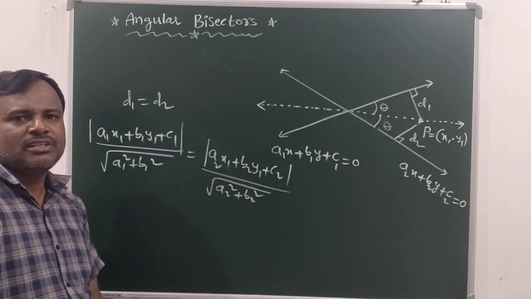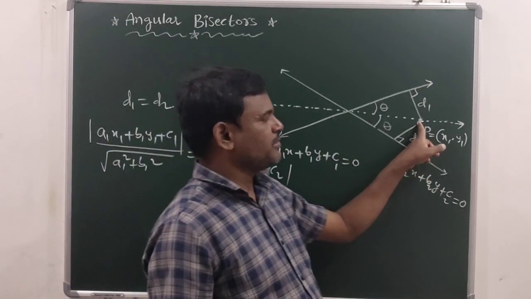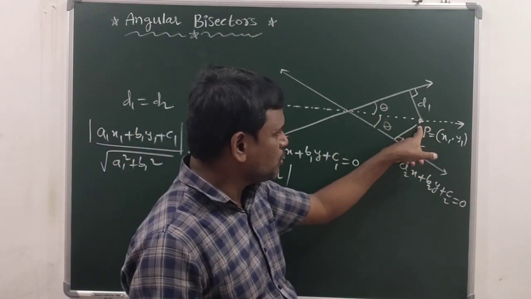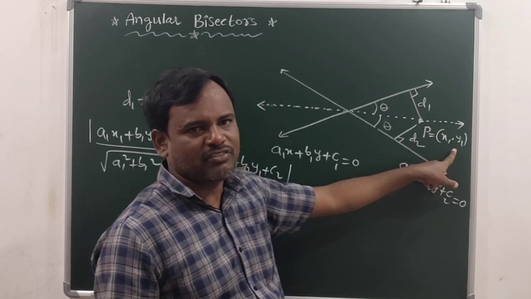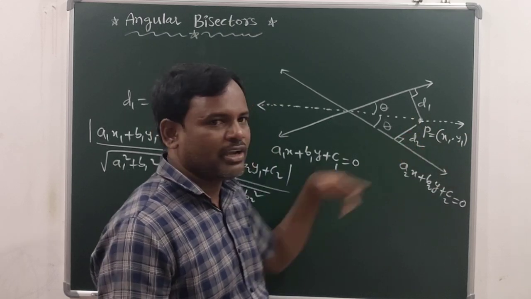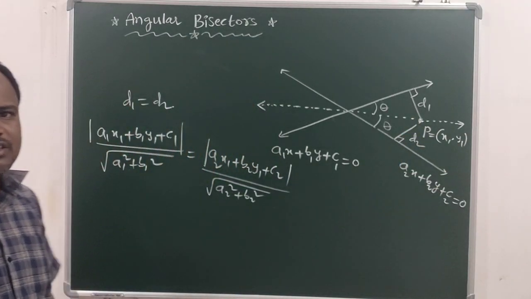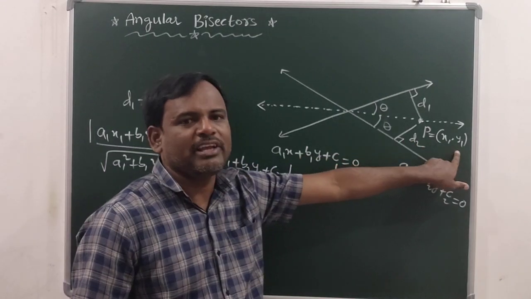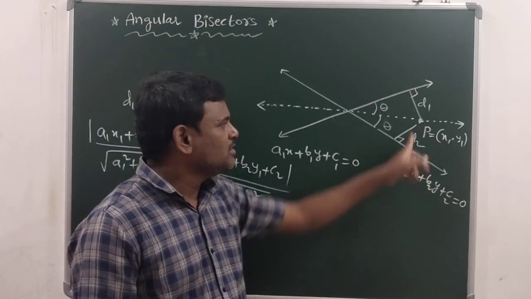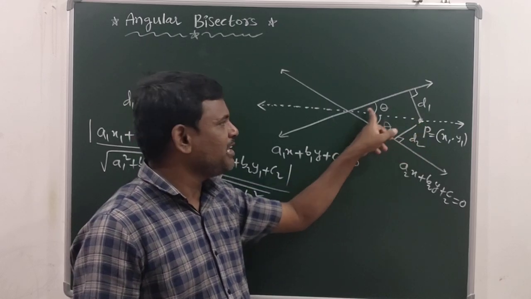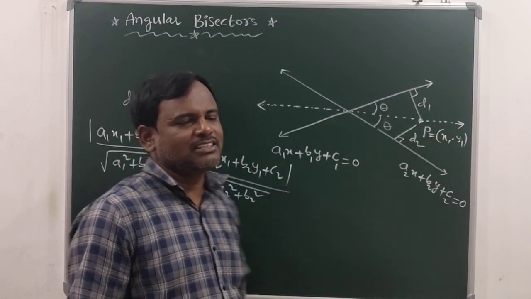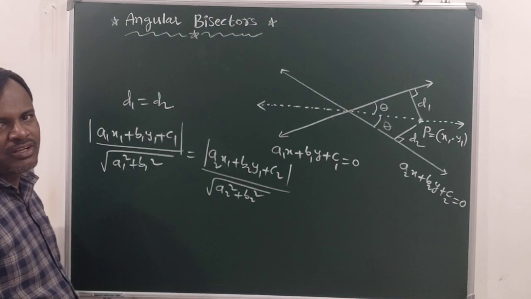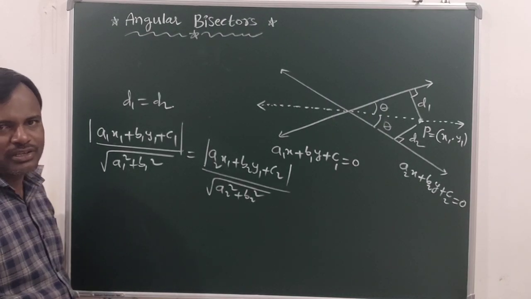You know students, so this is a locus point. Actually P can be taken anywhere. So this is a fixed point which I have taken as x1, y1. But in the locus applications, at the end of the solution we replace this x1 y1 by x y, because this point need not be here, it can be taken anywhere on this line. Hence replace this x1 y1 by x y at the end of the solution.